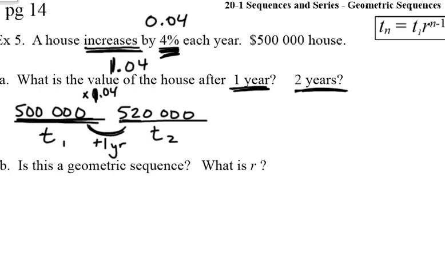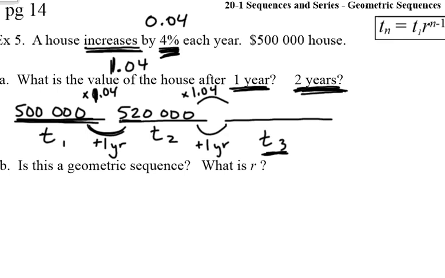After 2 years, I need to do the same thing. But I'm adding 1 more year to after 2 years, but that's actually giving me the third term. So you have to be careful which term you're dealing with after so many years, because we're going to, again, multiply it by 1.04 to get the next increase. Now we're at 520,000 times 1.04. So what do we end up with? We end up with $540,800.